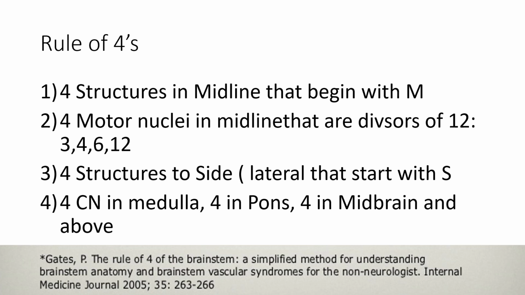Rule 1 is 4 structures in the midline that begin with M. Rule 2, 4 motor nuclei in the midline that are divisors of 12. So 3, 4, 6, and 12. So we kind of ignore 2. Okay? So 1 and 2 are up, not in the midbrain area or below. Rule 3, 4 structures to the side, meaning lateral, that start with S. And rule 4, 4 cranial nerves in the medulla, 4 in the pons, and 4 in the midbrain and above. So remember 1 and 2, not in midbrain, they're above.